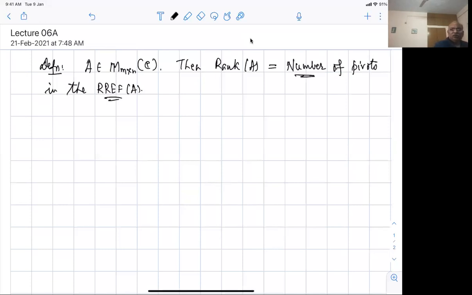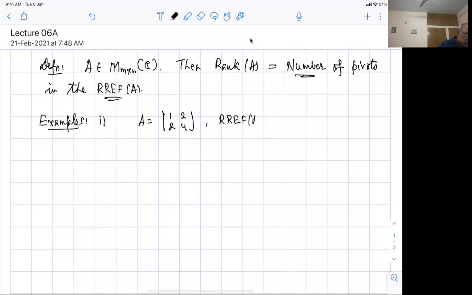All right. The first thing I would like you to understand is, let's look at examples. Example one: A is 1, 2, 2, 4. Then the RREF of A is 1, 2, 0, 0. Fine. This implies the rank of A is 1.